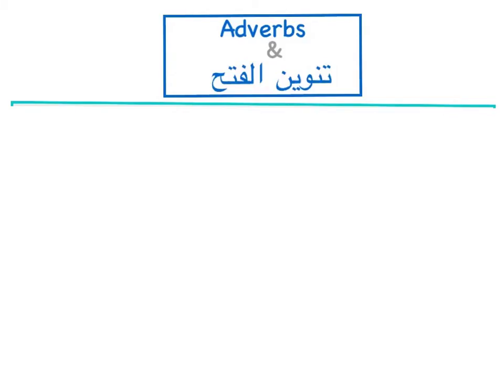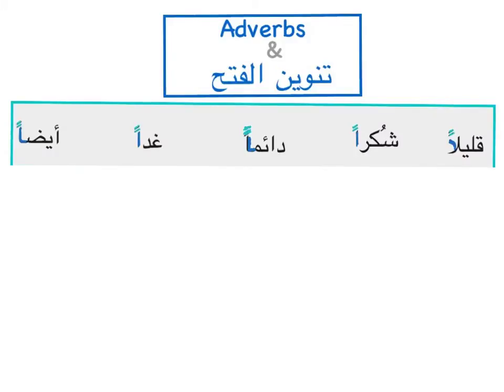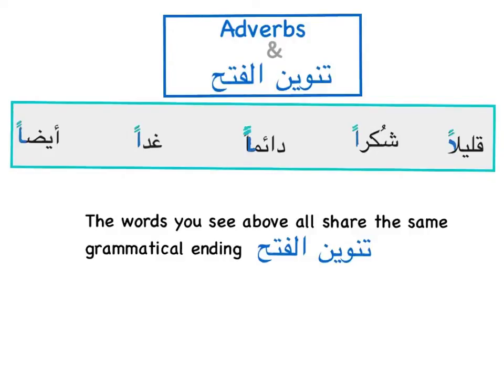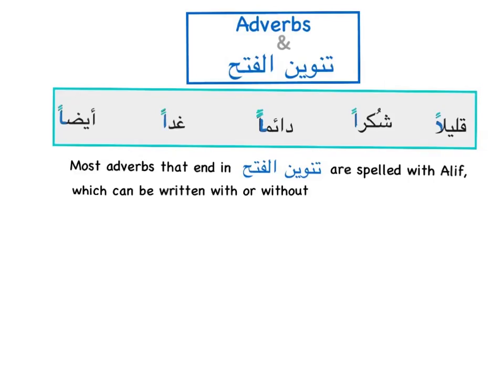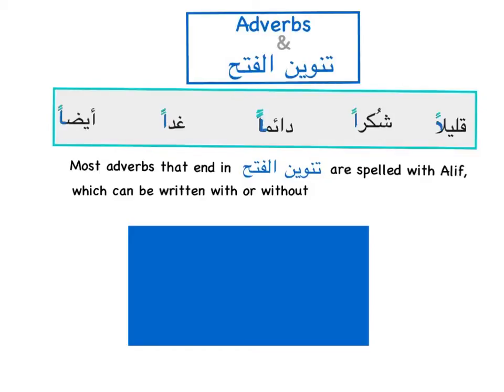Adverbs and تنوين الفتحة. These example words like قليلا, شكرا, دائما, غدا, أيضا are called adverbs, or actually are the equivalent of adverbs in English. And they share the same grammatical ending, تنوين الفتحة: شكرا, قليلا, أيضا. One of the main functions of this ending is to make a noun or adjective into an adverb, a word that modifies or describes a verb. Most adverbs that end in تنوين الفتح are spelled with an alif, which can be written with or without the tanween.